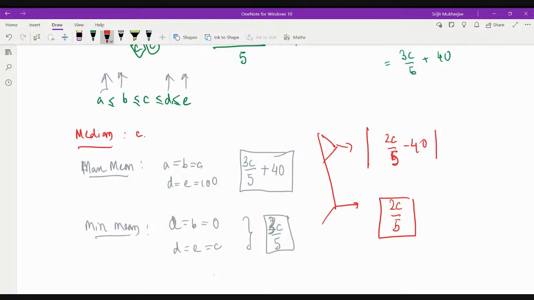So observe, what is the maximum possible value of C? It can be 100, right? If C is equal to 100, what do you get here? You get 0, right? It's not really happening.